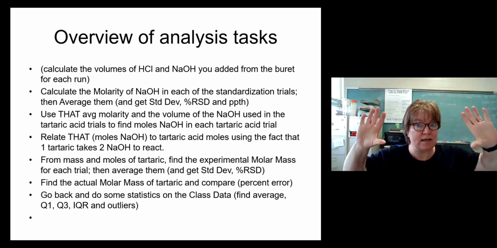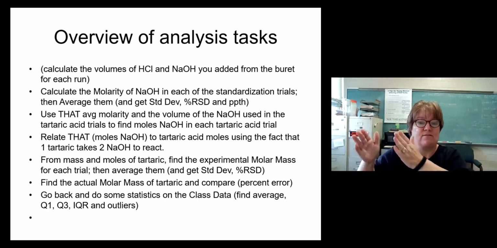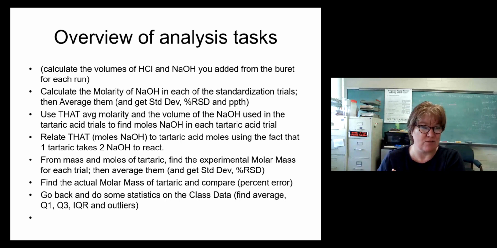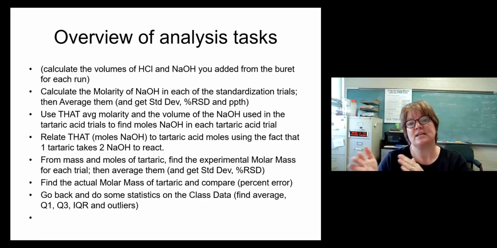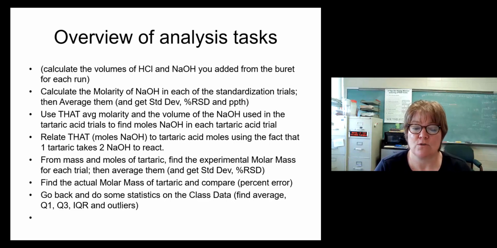Well, I need to subtract those final minus initial and get the volume of HCl, hopefully around 25, and the volume of NaOH that it took to reach endpoint. So you are going to report that. So that's 6 numbers, 3 titrations, and an HCl and an NaOH for each one. From that, we can calculate molarity. We'll talk about the details, but so you're going to calculate the molarity.